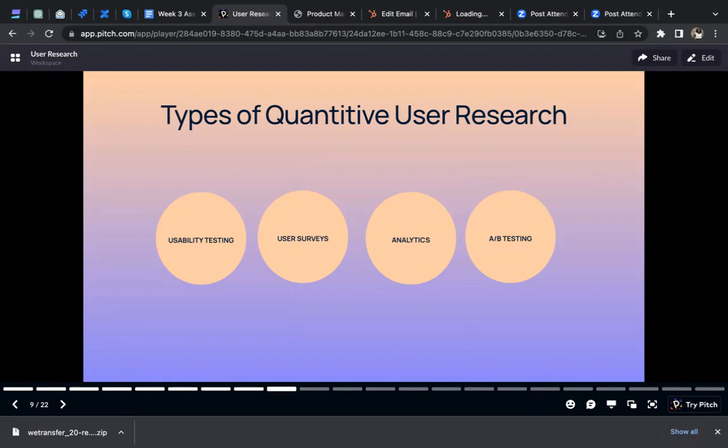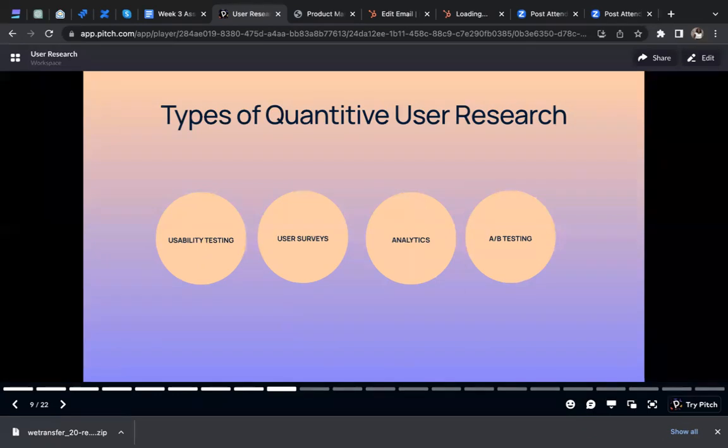So now let's look at a few ways to actually conduct quantitative user research. Usability testing. I'm sure that a lot of you know, if you are actually a good product manager and you are doing some research, you must have come across usability testing.